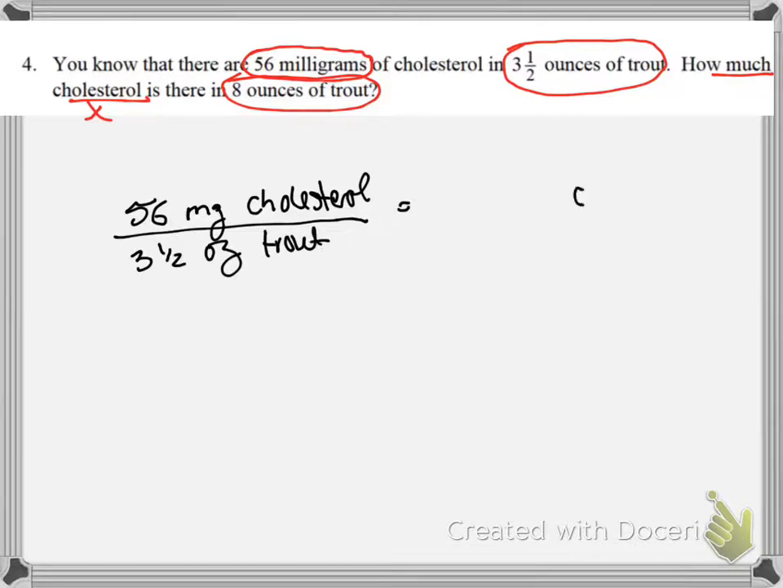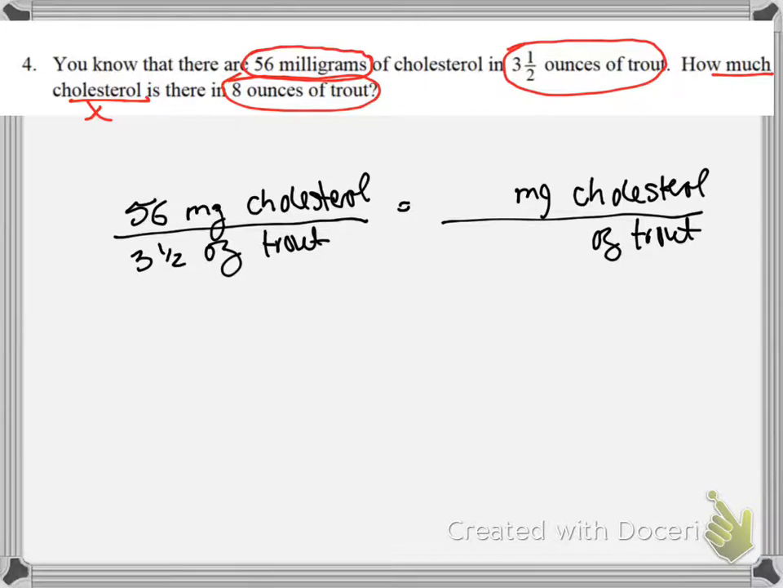equals, and again, I'm not even going to read anything. I'm just going to write out the milligrams of cholesterol on this side, and I'm going to write ounces of trout on this side. Okay? All right. So let's go ahead and fill this in. So they're asking us how much cholesterol, so that X has to go upstairs, and then they're giving us 8 on the bottom, 8 ounces.